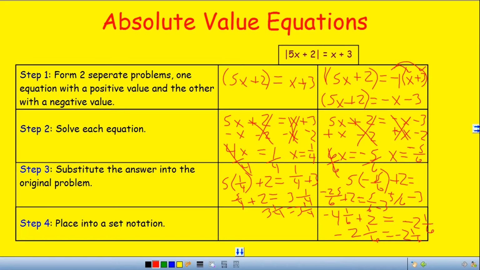Now, I know I did come a little bit further and it was a lot there, but hopefully you followed me. So our set notation would be our smallest number was negative 5/6. This was our smallest answer. And then we had 1/4. And this is our set notation. So there you have it. This is our final lesson on solving absolute value equations.